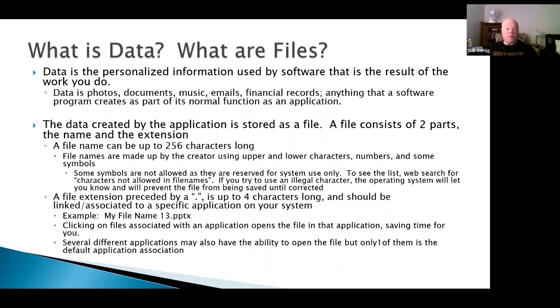So say, for instance, I've got a picture. That picture may have a .jpg, .jpeg, .gif, or .mov extension. Those extensions can be opened by several different tools, but only one of them is considered to be the default tool. So if I have Microsoft Photos as my default application, every time I click on an icon associated with a photo file, it will open in the photo application. I can use other applications for that as well, and I can change those applications.